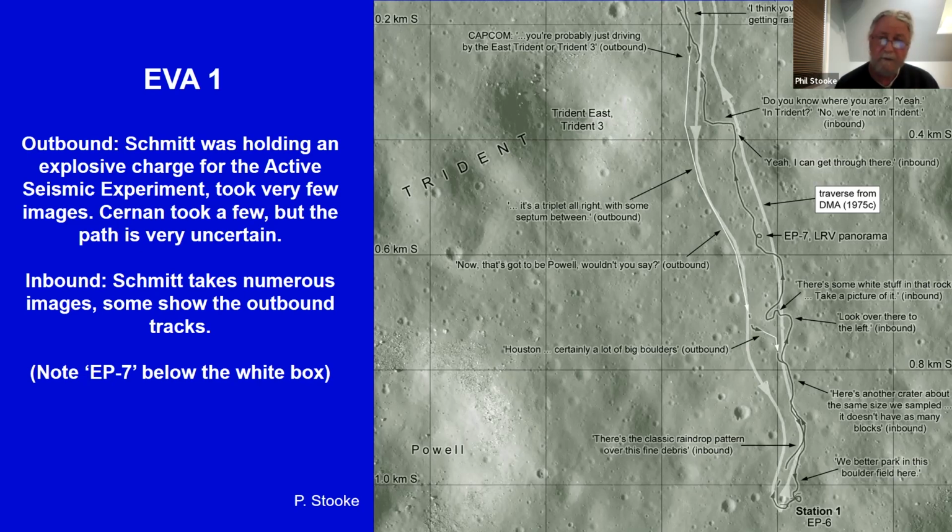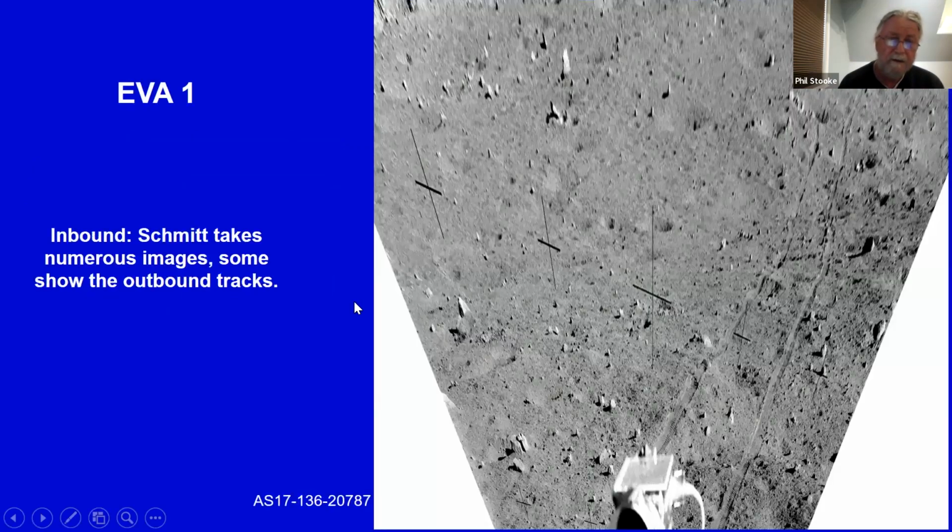And actually some of those return images show the tracks, and there are a couple of places on that map where you can see that the inbound and outbound paths cross. So there you are going to see the outbound tracks, so that you get some information there. I just want to draw your attention to EP7, just below the white box in that map, because we're going to come back to that point and say something more about it later on. Let's go to the next slide, please.